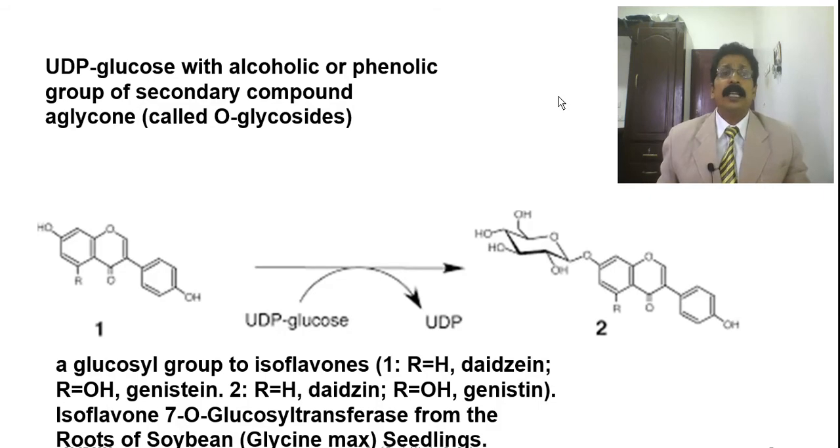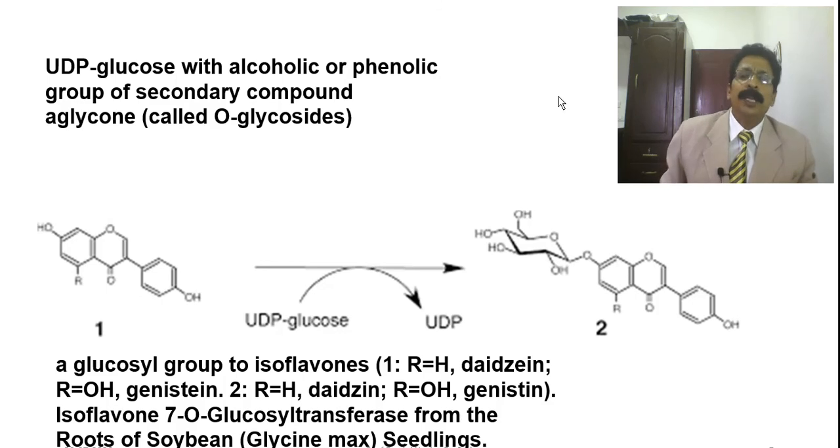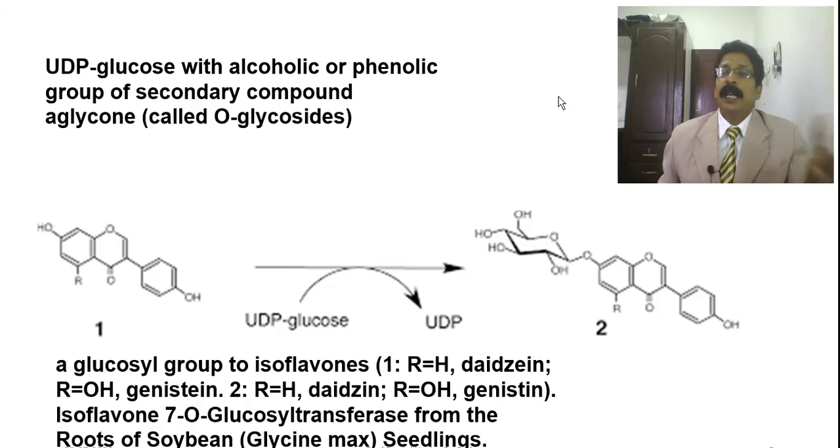And here you can see that UDP, that means uridine diphosphate glucose, with the alcoholic or phenolic group of a secondary metabolite compound, the aglycone, is called O glycosides. You see the structure shown here, which is present in the seedlings of soya bean, can be converted by UDP glucose to UDP. That means a glucose molecule is coupled with this aglycone molecule and you get the glycoside, and we have shown R in the structure, that is a radical.